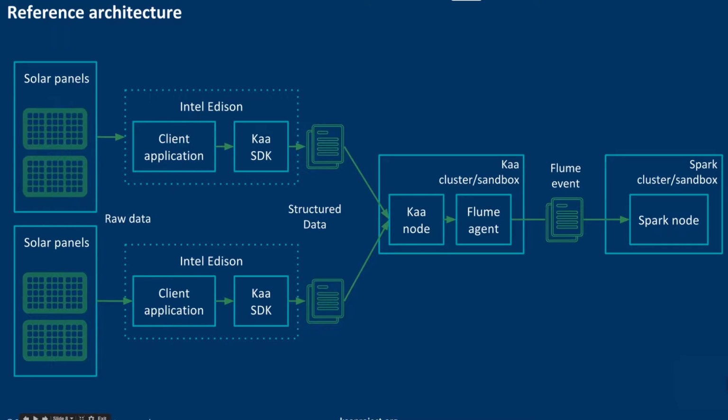The Spark cluster will aggregate data coming from all of the Intel Edison devices. It will map this data by zone IDs and calculate separate statistics for each zone ID. This will be a simple statistic in our case that will just calculate the average amount of power produced by each panel.